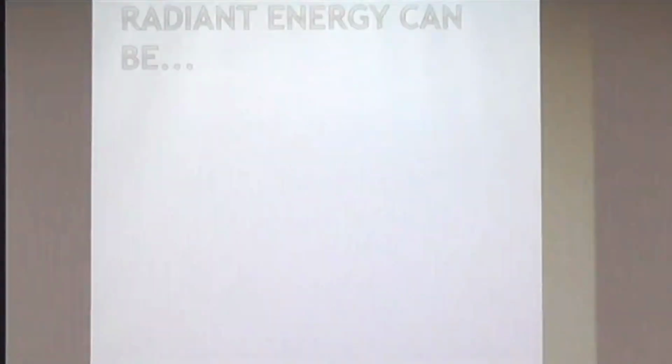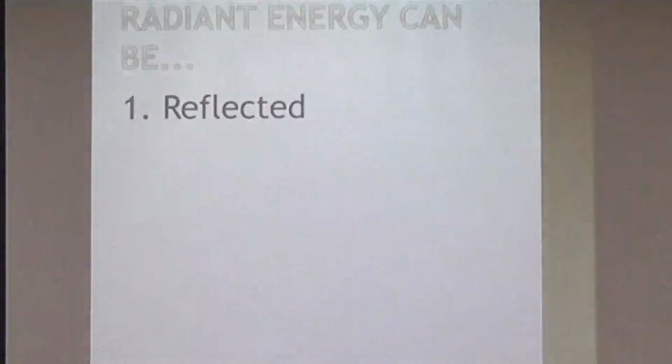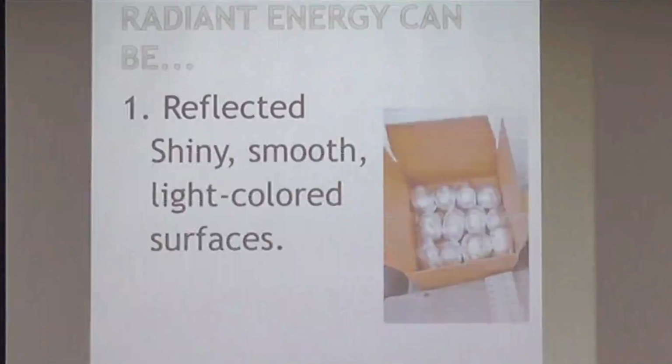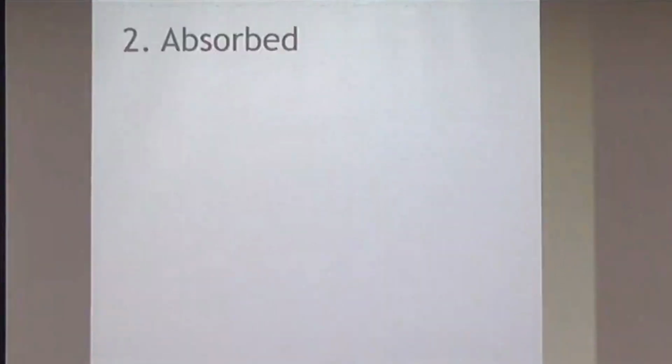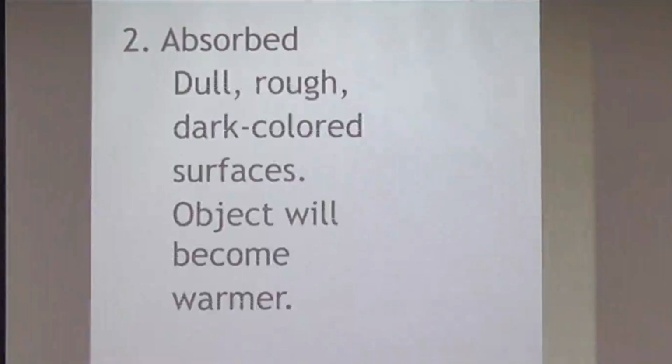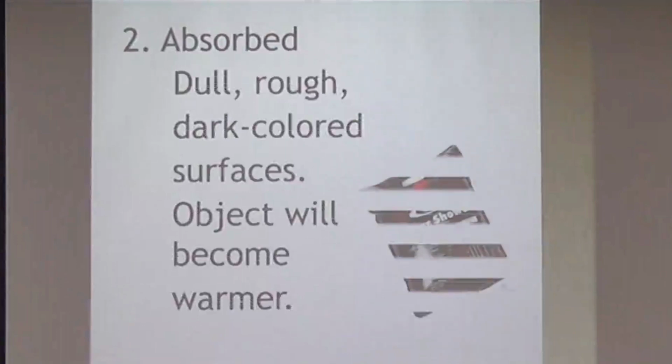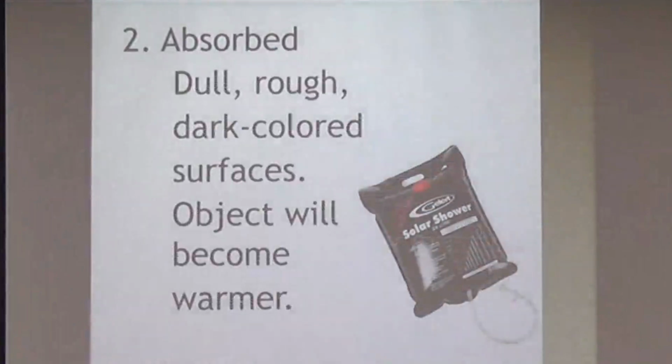Now radiant energy can be reflected by the object. Like in the case of shiny, smooth, light colored surfaces, the radiant energy will be reflected back. So if you have silver balls and you have the solar radiation falling on them, they will be reflecting it back. But if you have a dull, rough, dark color substance, the object will absorb the radiant heat and it will become warm. So therefore, in winter, you prefer to wear dark color clothes because they will absorb heat. And in summers, you prefer to wear light color clothes because they will reflect heat.